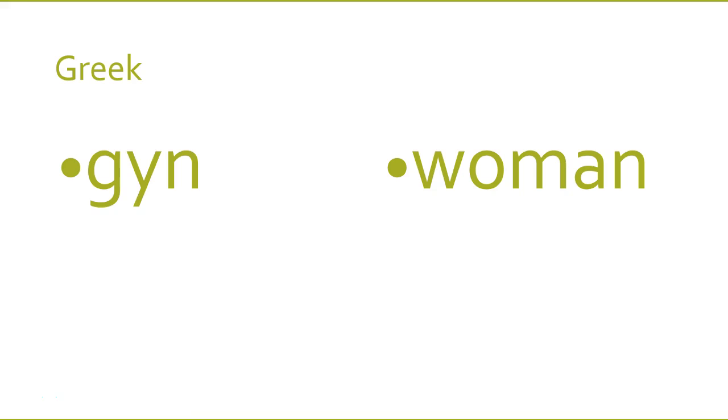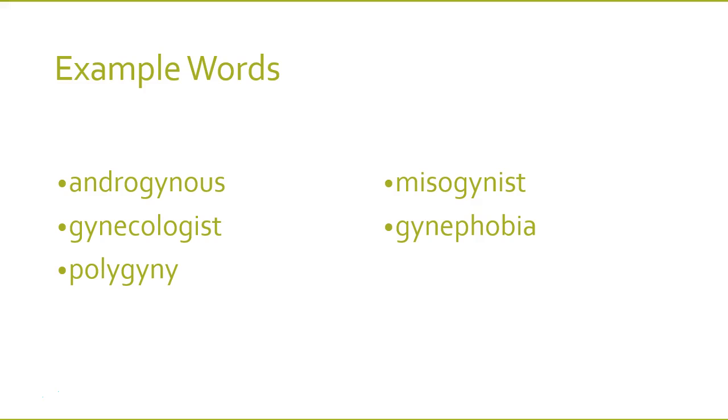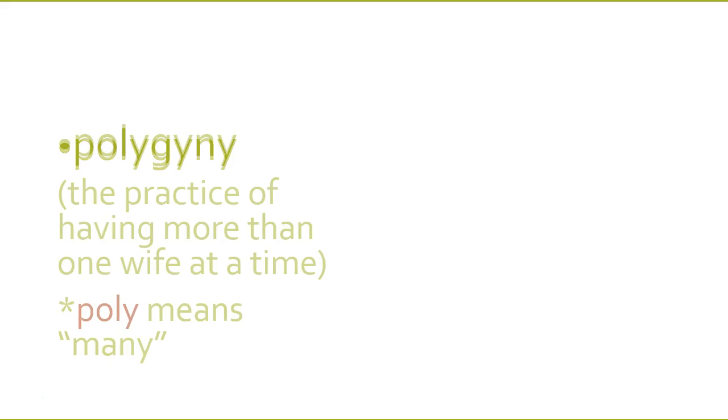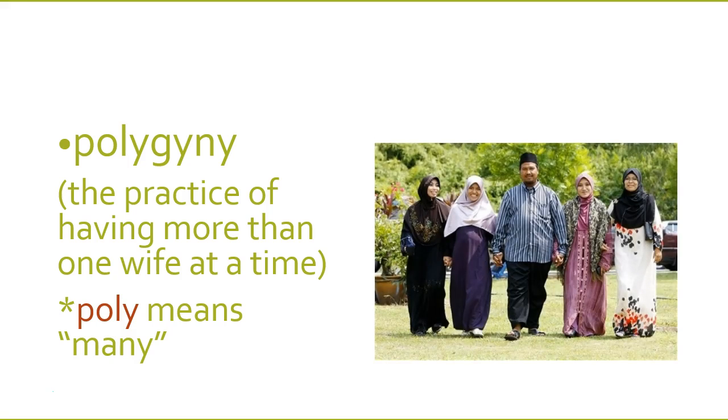The stem gyne means woman. This is where we get our words like androgynous or gynecologist. Or this one, polygyny. The stem poly means many. So polygyny is having more than one wife at a time.